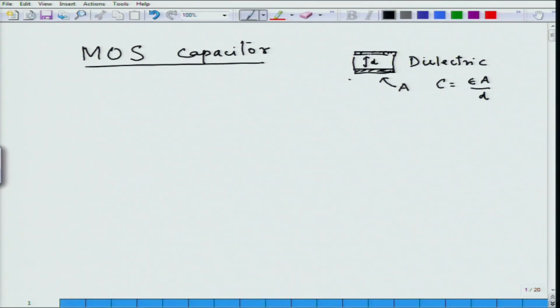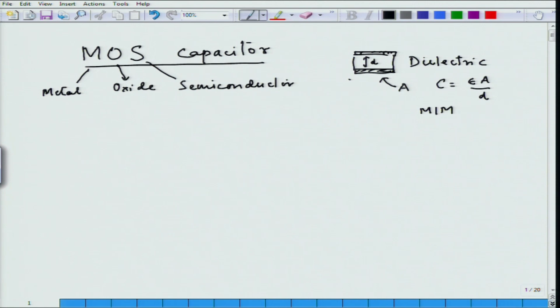Today we will discuss a device which is not simply this, which is normally referred to as a metal insulator metal, MIM, device. Today we will discuss a device which is MOS, where the M stands for metal, O stands for oxide, and S stands for the semiconductor.